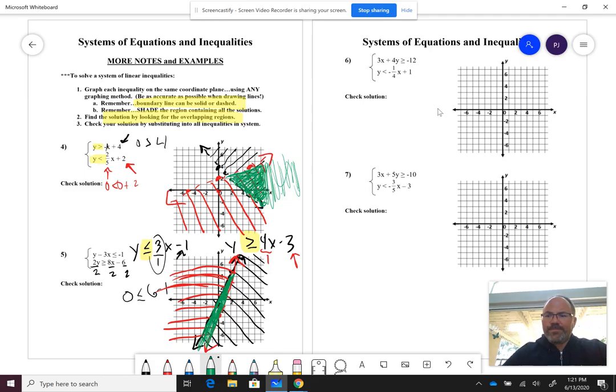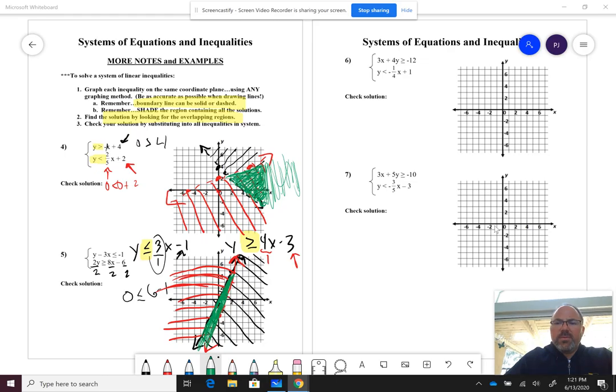All right. Two more. Number 6. Again, first thing we should do is look to put it in slope-intercept form. Again, you don't have to, but for me, I think it's easier. Here, I would subtract 3x on both sides, and that's going to give me 4y greater than or equal to minus 3x minus 12.